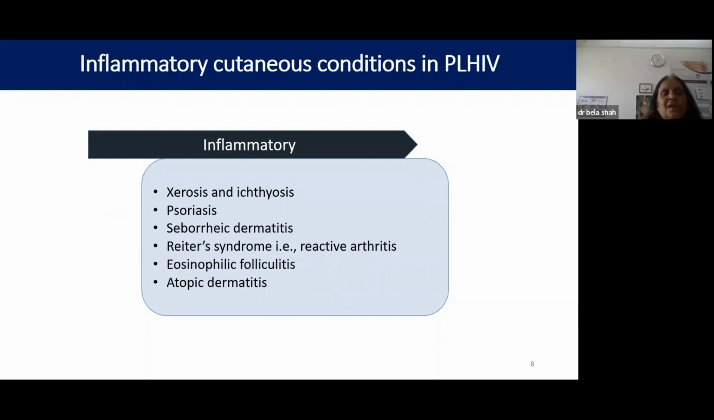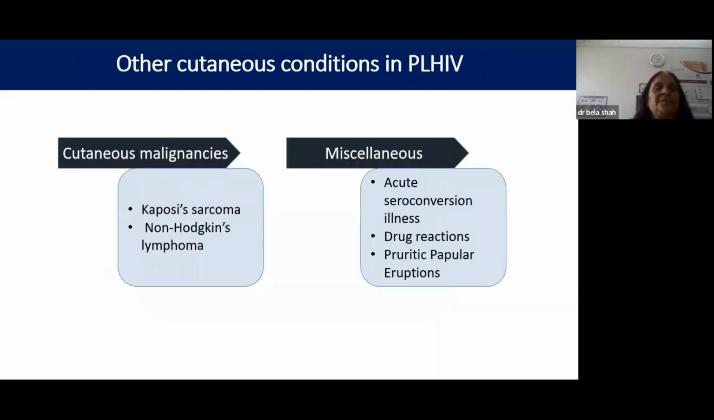Previously, it was known as Reiter's syndrome. And the typical condition which is seen in the context of HIV is eosinophilic folliculitis, which involves the head and neck, and it is not due to any bacterial agents. Of course, patients can also develop atopic dermatitis in the context of HIV positive status. The cutaneous malignancies which have been reported to occur in this subset of patients are Kaposi's sarcoma and non-Hodgkin's lymphoma.